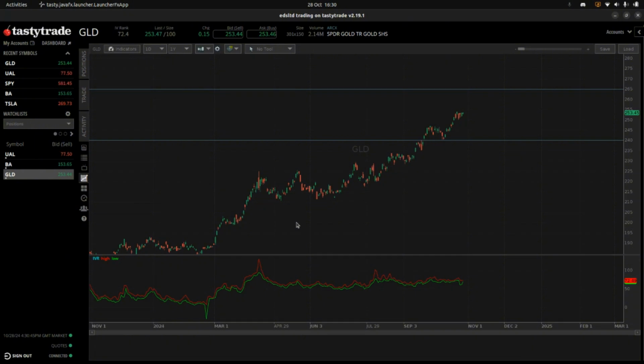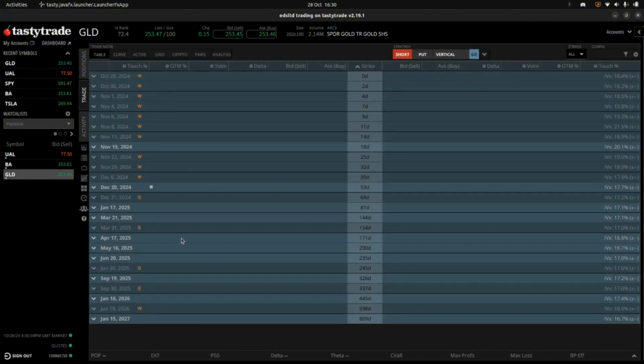So the first thing we want to do is open up our brokerage platform. The one I'm using is tastytrade, but you can use whatever it is that you like. And we want to open up just any underlying. We've got GLD here, and we want to come over to the trade tab and just pull up a list of expirations. And now we can see, we can choose what expiration we want to look at.